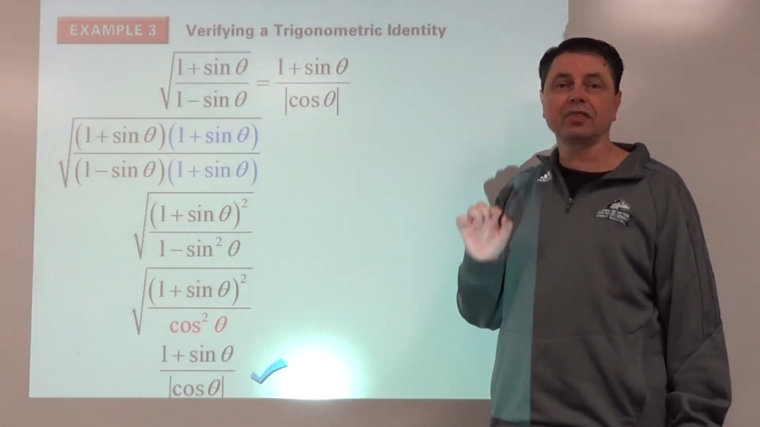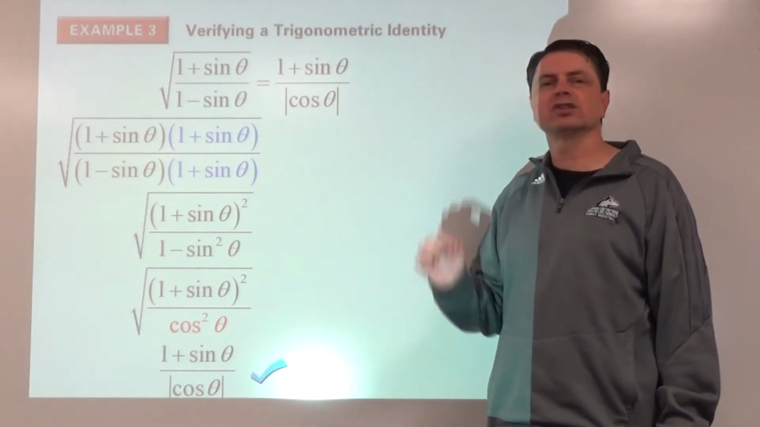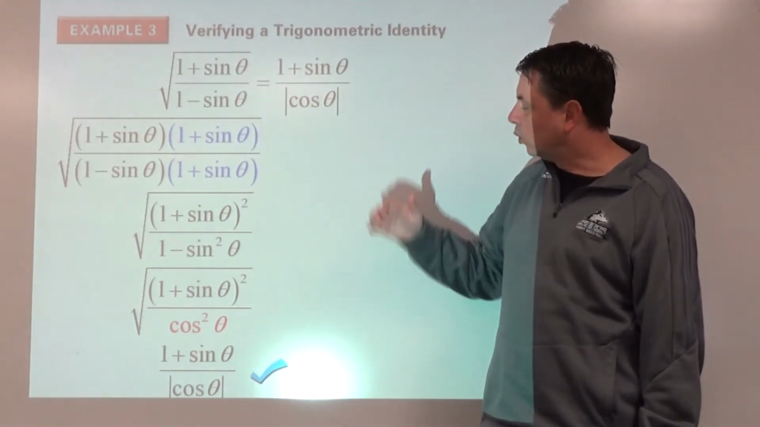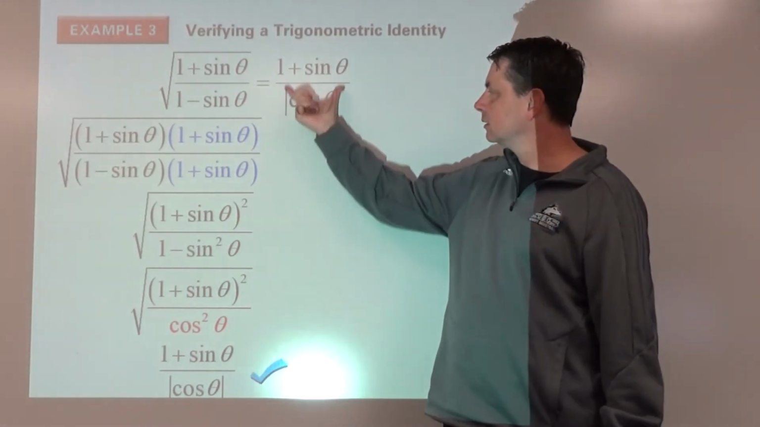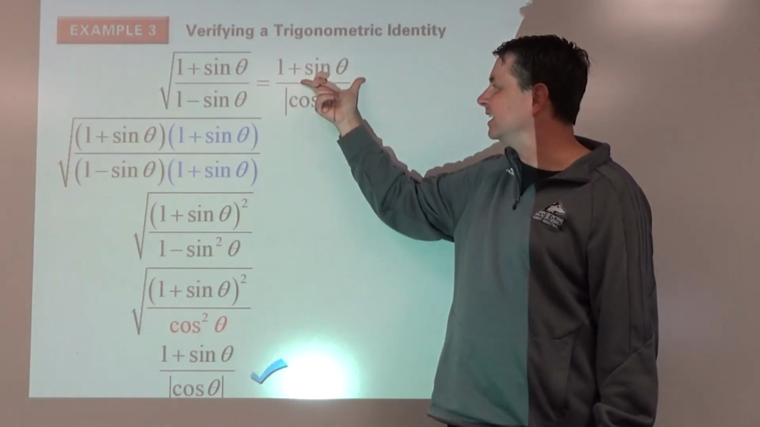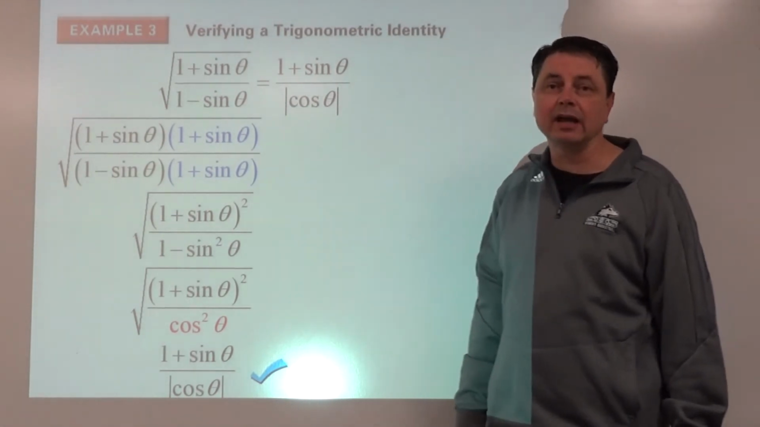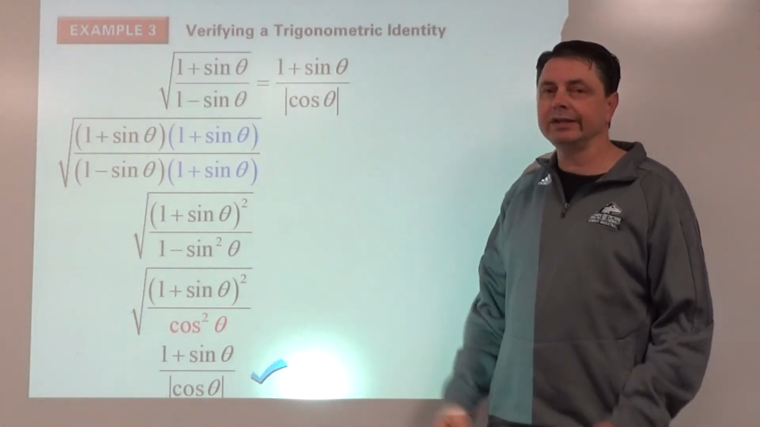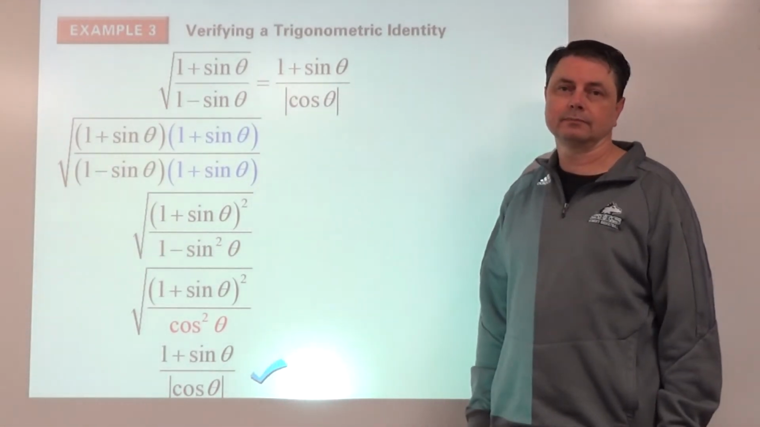The question I want you to think about, if I pause here, just think about it for a moment. Why did we need absolute value on the cosine theta? We didn't need it here on the 1 plus sine theta. Pause here, think about it.